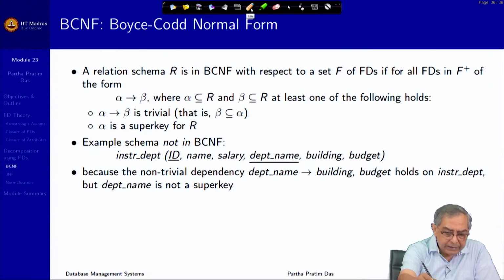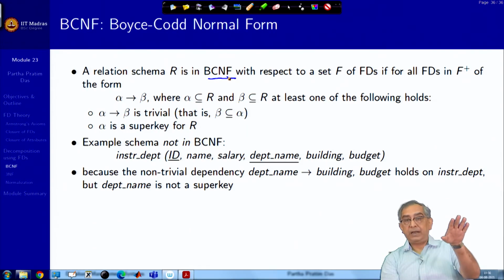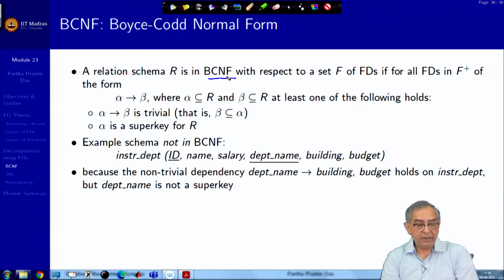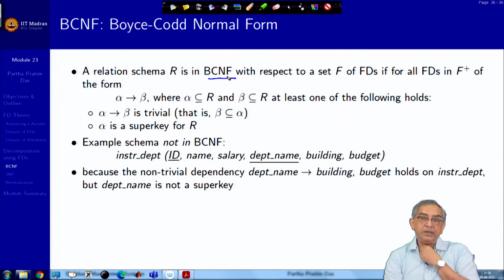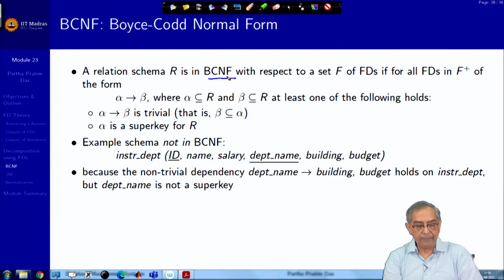So, what we say is that there is a normal form, like first normal form, 1NF, you have seen. Similarly, another normal form is known as Boyce-Codd Normal Form, BCNF. Boyce and Codd are the scientists who actually designed this normal form. So, we say that a relational schema R is in Boyce-Codd normal form. Obviously, R needs to be in first normal form, that is always there. It is in Boyce-Codd normal form with respect to a set of functional dependencies.